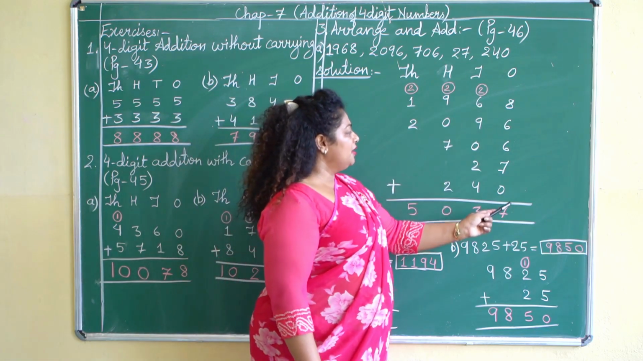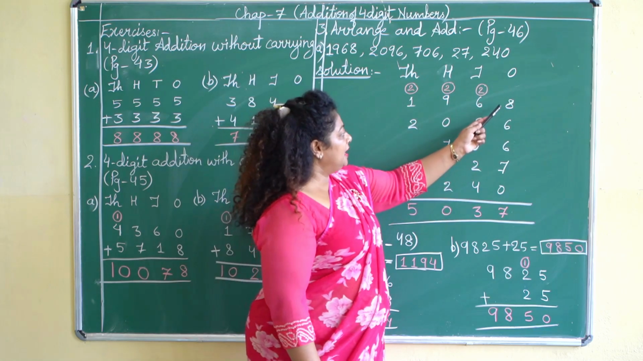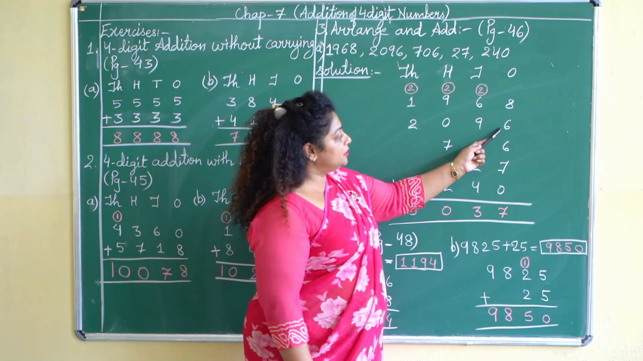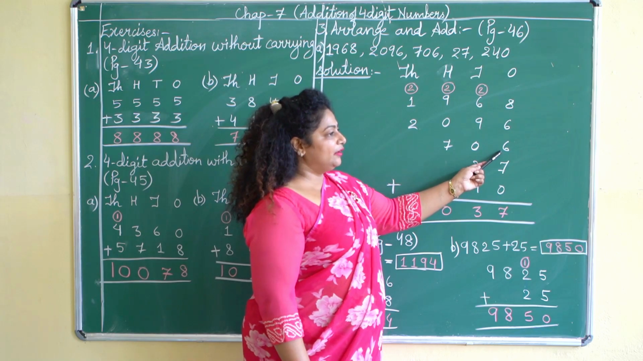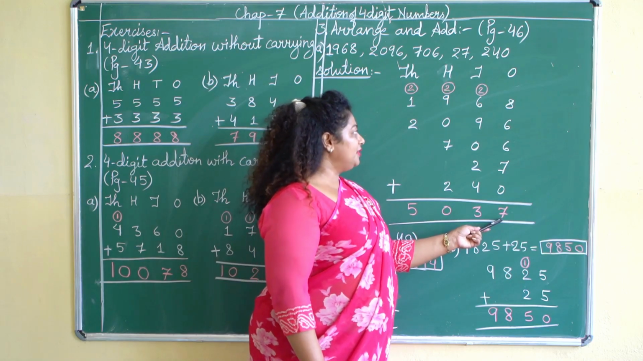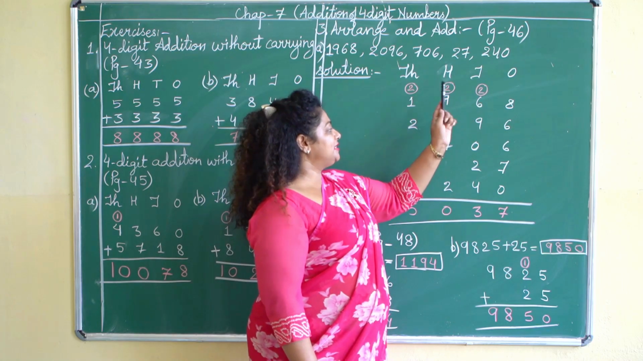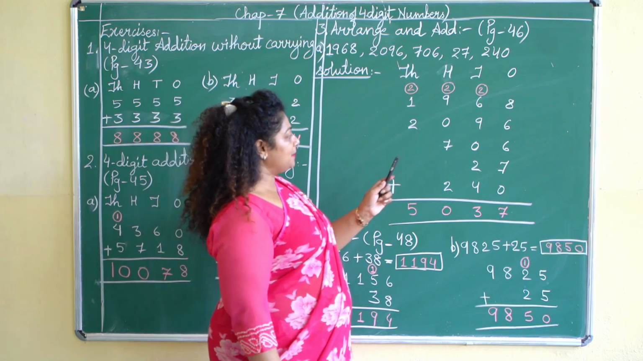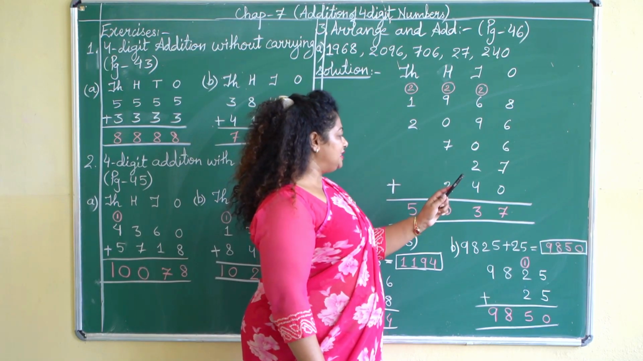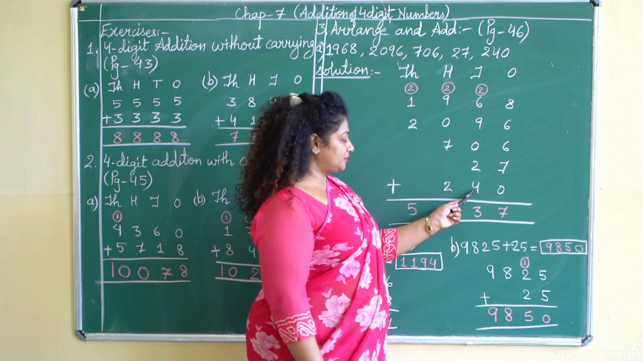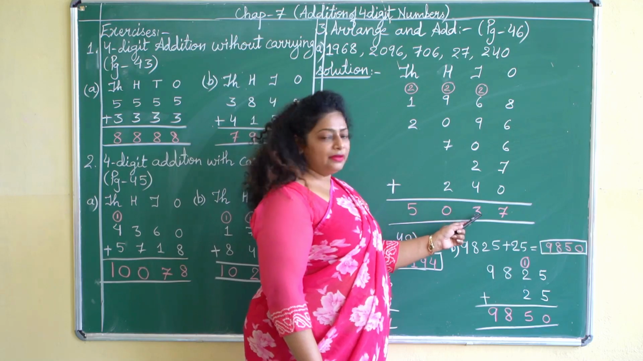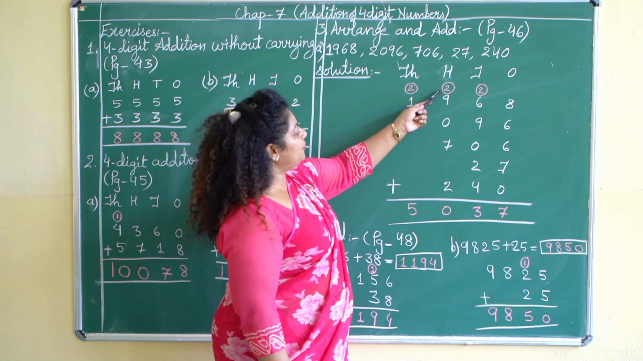First we add the numbers which are given in ones place. 8 plus 6 will give you 14. 14 plus 6 will give you 20. 20 plus 7 will give you 27. So we'll write 7 here and 2 will be written on top of 6. Now again we'll add these numbers. 9 plus 6 will give you 15. 15 plus 2 will give you 17. 17 plus 4 will give you 21. And 21 plus 2 will give you 23. So 3 will be written here and 2 will be written on top of 9.